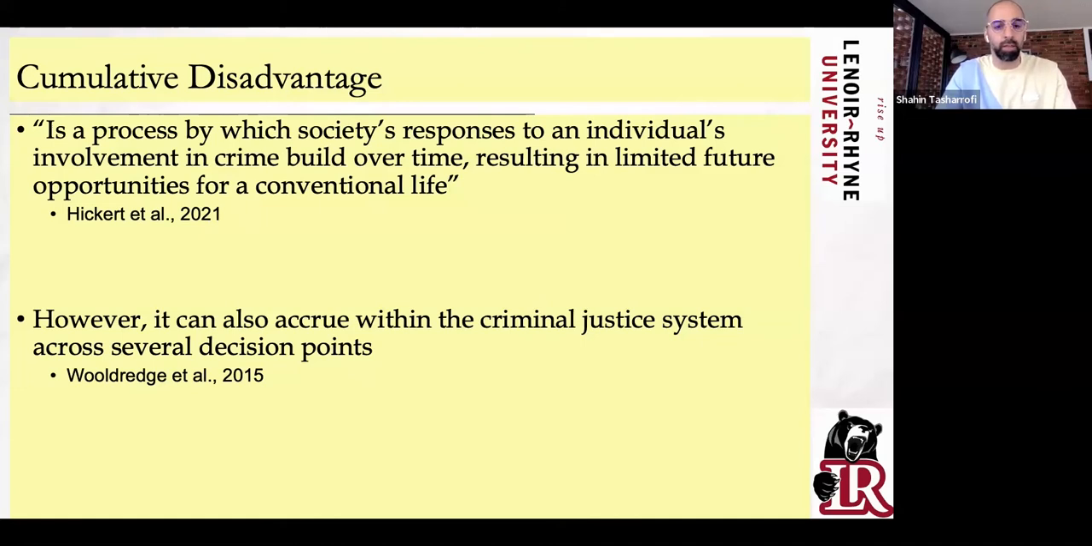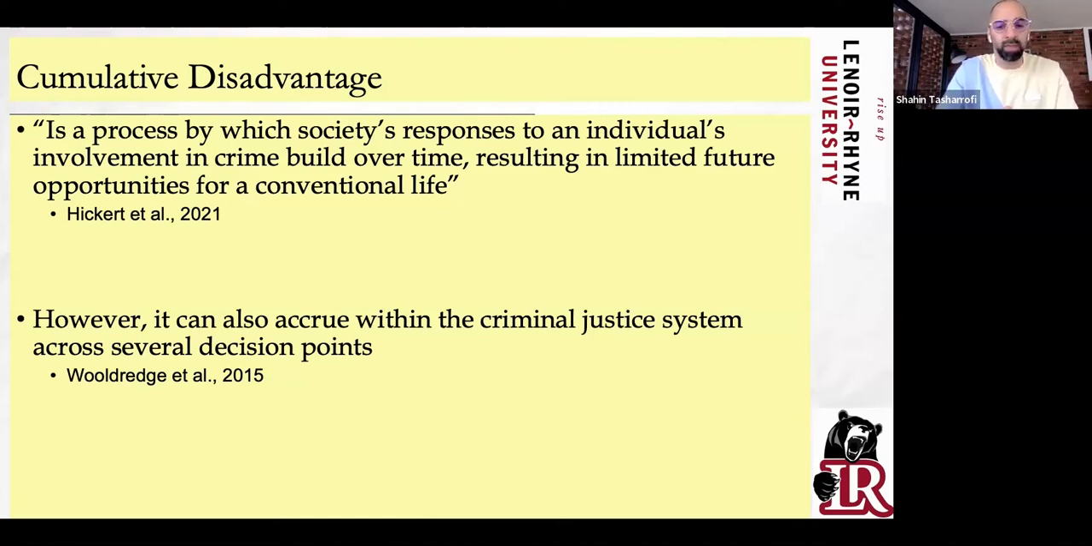The whole idea here is that the decisions made at earlier stages, for example, if someone is arrested or is more likely to be detained, are going to affect the future of the case. For example, if someone is detained, they are more likely to be convicted, as I explained earlier. And that could also increase the chances of receiving harsher sentences.